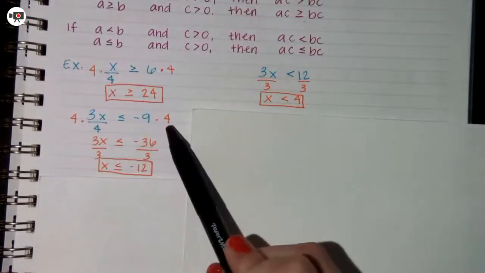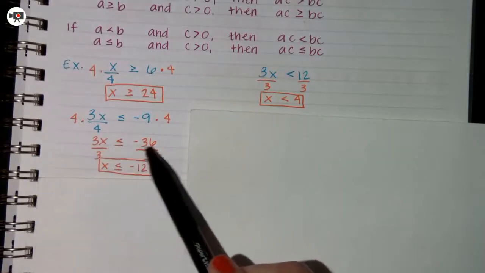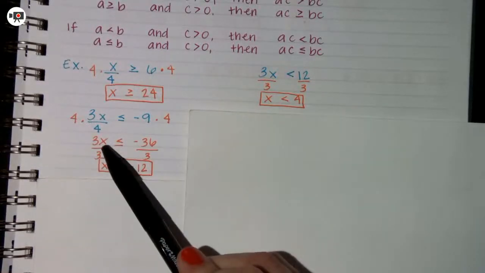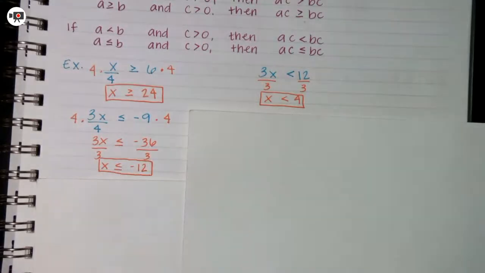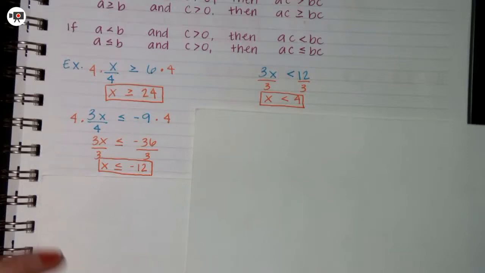We could multiply each side by 4 to get 3x is less than or equal to negative 36. Then to finally get x by itself, divide each side by 3, and x is less than or equal to negative 12. It's the same thing we've been doing with equations, it's just an inequality symbol.